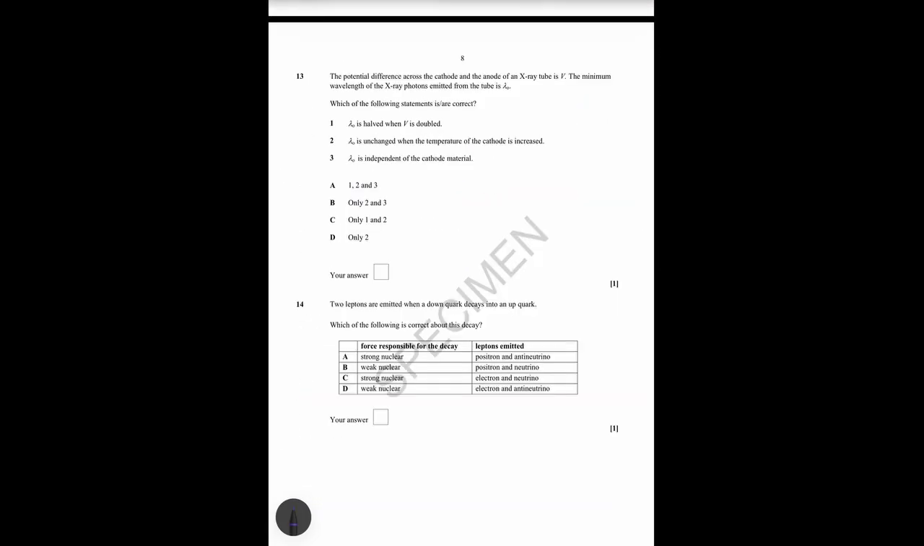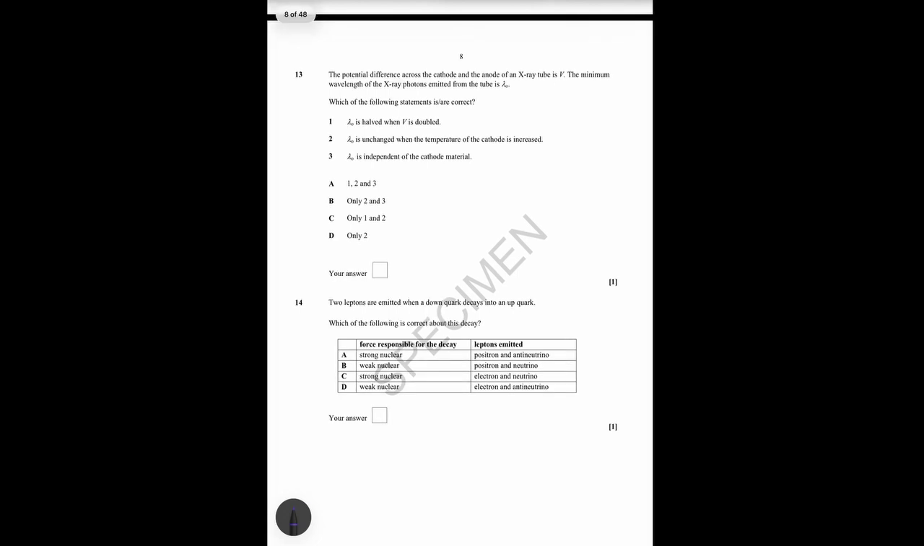Okay, so reading the information in the question for this one, I can see that it's about producing X-rays basically. I've got a potential difference between the cathode and the anode, and then I want to know what's going to be the minimum wavelength of the X-ray photons emitted. So the energy that the electron is going to gain when it's being accelerated is going to be eV. So I know that's going to be true.